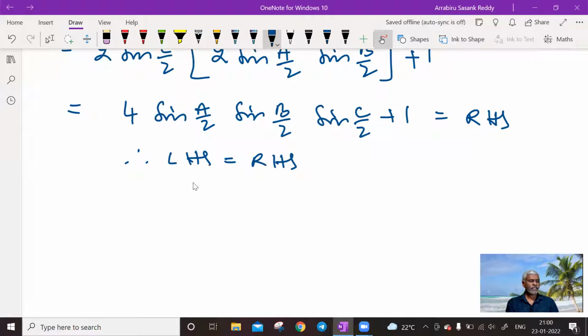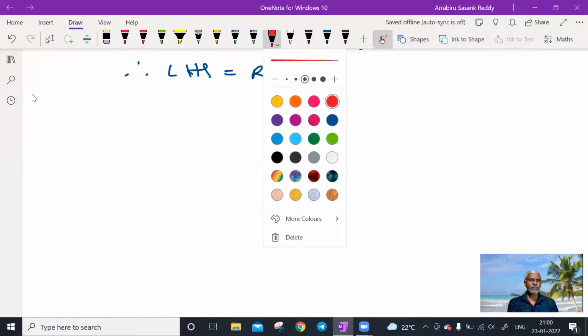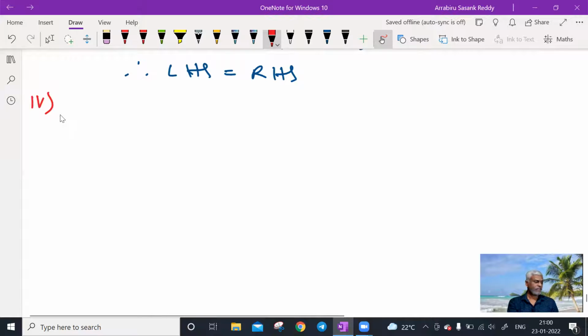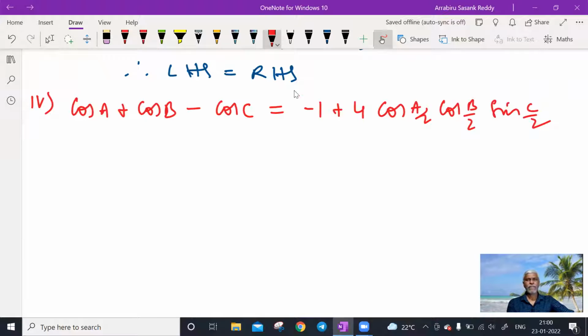Almost similar procedure. Now let us take up the fourth bit: cos a plus cos b minus cos c is equal to minus 1 plus 4 cos a by 2 cos b by 2 sin c by 2.